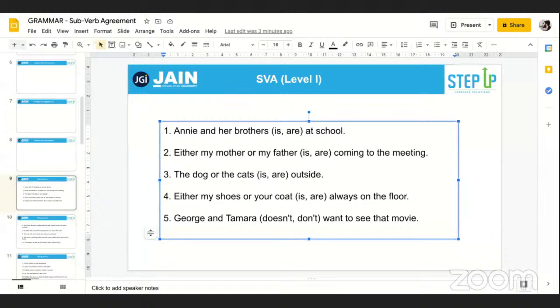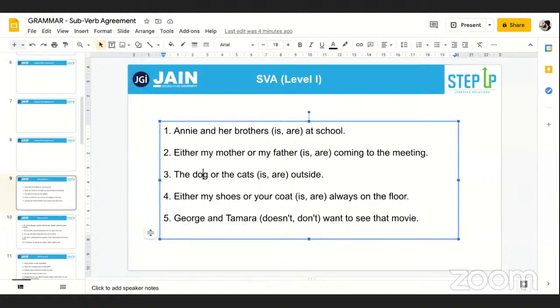How about the second one? Is. Because we are talking about either my mother or my father, but only one person. Is. Only one person? Yes, sir. It means either my mother or my father. Okay. I would agree with is because the subject there would be either. Okay. What about the third one?